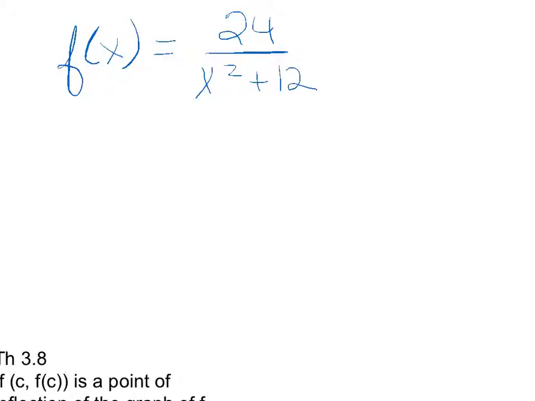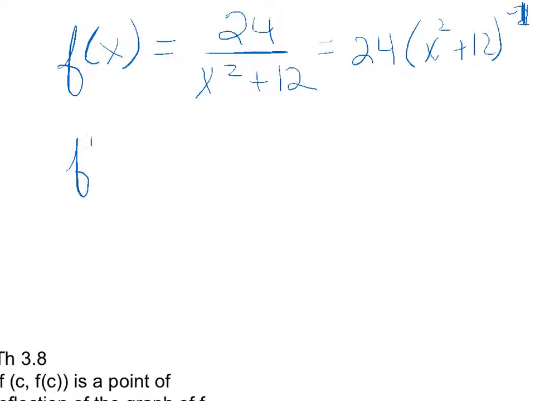So in order to find the second derivative, I have to find the first derivative. Two ways you could do this on this problem. We could use the quotient rule, or we could rewrite this as 24 times x squared plus 12 to the negative 1 and take the derivative there. That's probably a little bit quicker. Not to the negative 2, to the negative 1. Thank you.